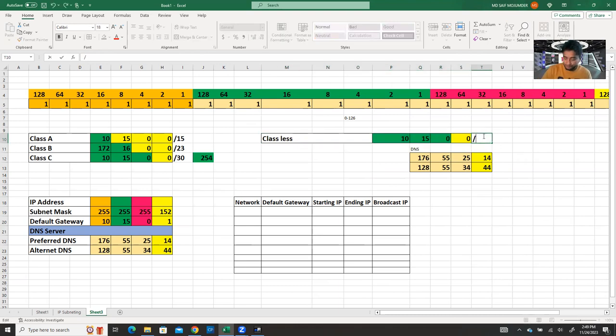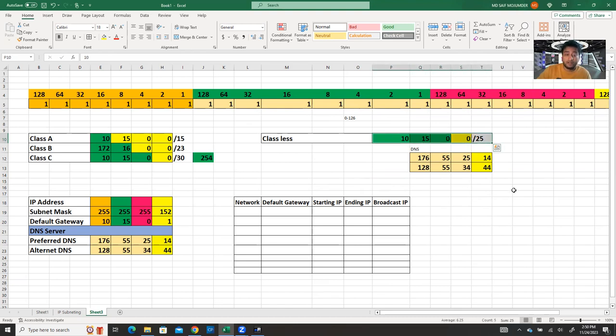Say for example, /25, right? So this is the network. This is the subnet mask. The subnet we get from our network team. They said, okay, /25 is the subnet used.